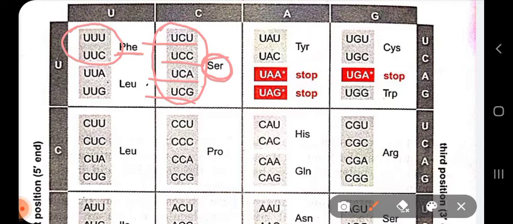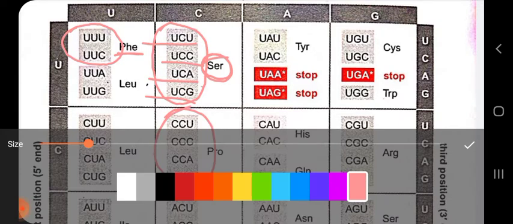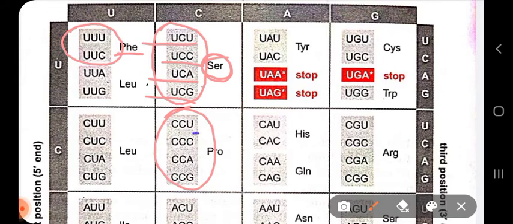Okay, then again from here you see CCU, CCC, CCA, CCG. These 4 codons code for the amino acid proline.